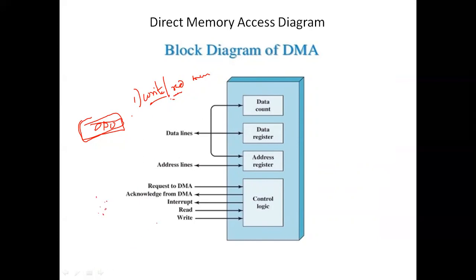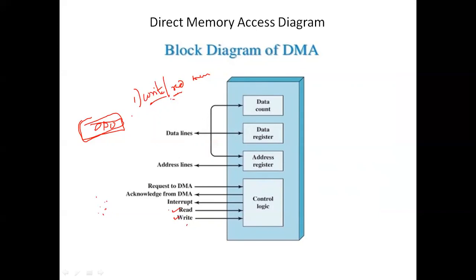So here the read and write signals are there. If you want to read, this signal is going to be highlighted. If it wants to write, this signal is going to be highlighted. So by making use of these read and write lines, it is going to transfer the data to the memory or from the memory.